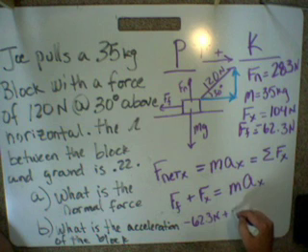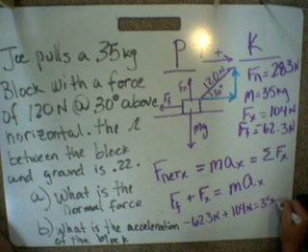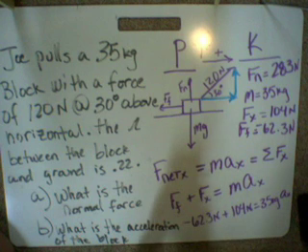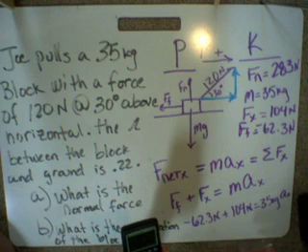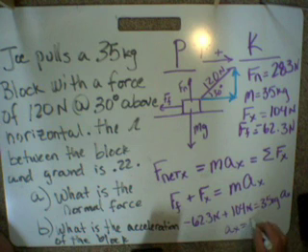So, putting that into my equation here, I have negative 62.3 newtons plus the force in the x direction, which was a positive 104 newtons, is equal to 35 kilograms times the acceleration, and that is what we're looking for. Solving for this, I get an acceleration of 1.2. Acceleration in the x is 1.2 meters per second squared.